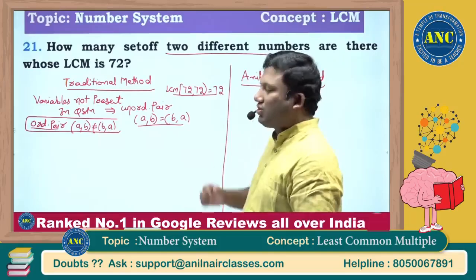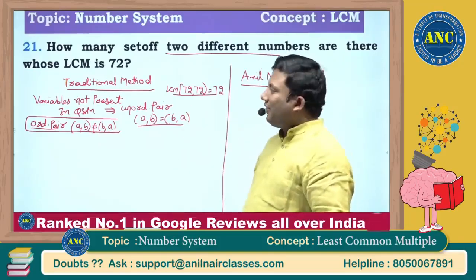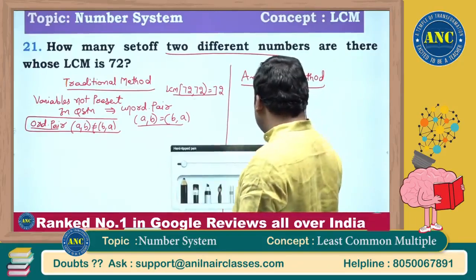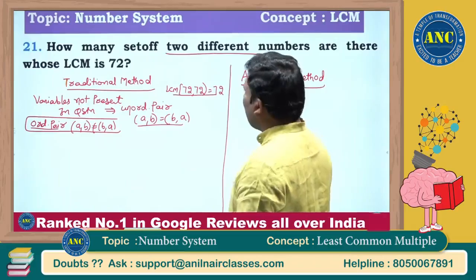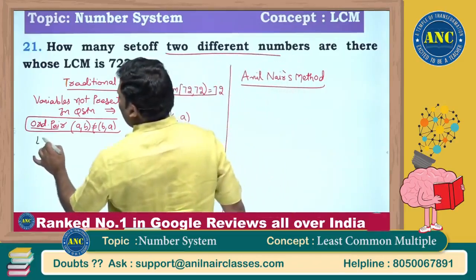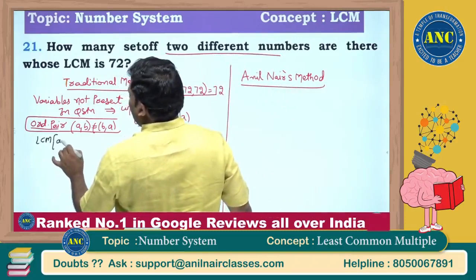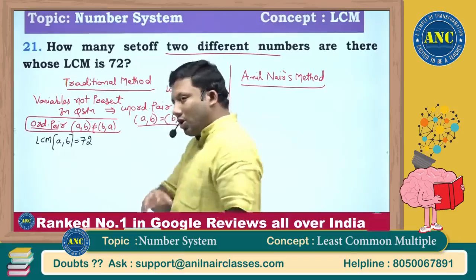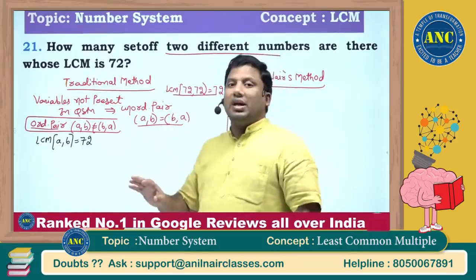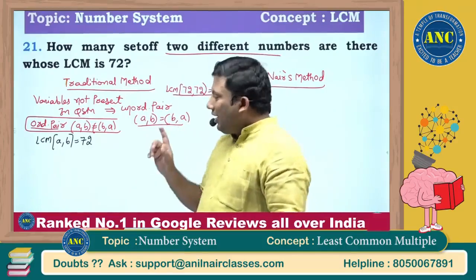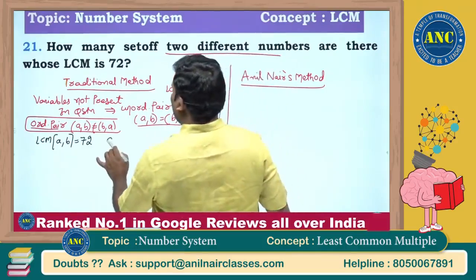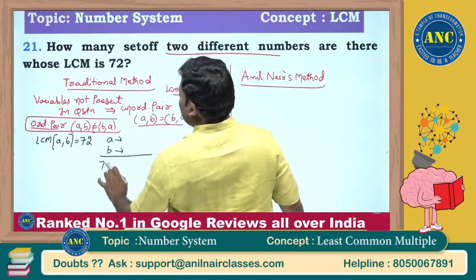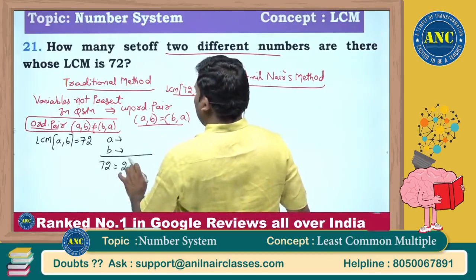Generally in all your textbooks, numbers will be given and we have to find the LCM. But here the LCM is given, and we have to find the numbers. How am I doing it step by step? Step number 1: in the ordered pair, let the two numbers be A and B. LCM of A comma B is 72. We do not know anything about A or B, but we know the LCM of A comma B is 72.